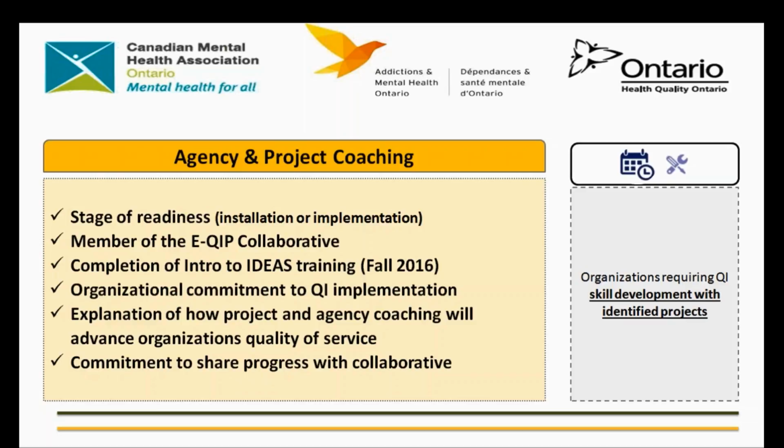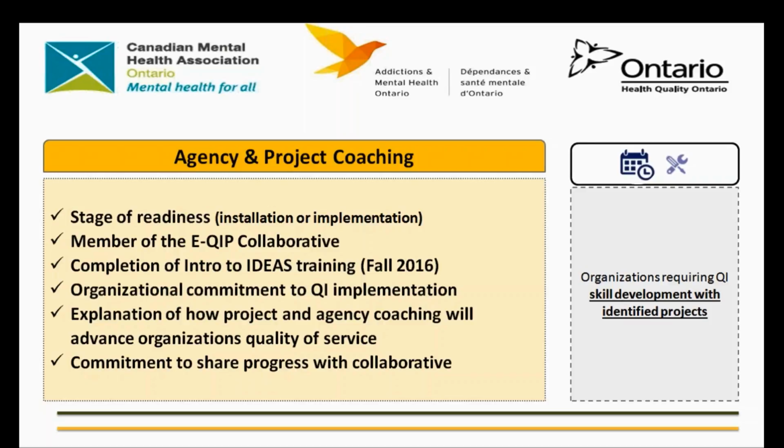But really, it's mostly targeted to folks who are at the installation or implementation stages of quality improvement, so who have some capacity and some background in QI. And the reason for this is, because this is a shorter-term pilot project, we have to be realistic in terms of how far we can spread right now. So we will be targeting 30 individuals or 30 organizations for this round.